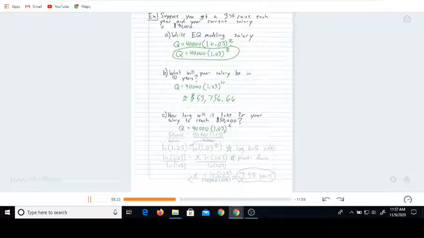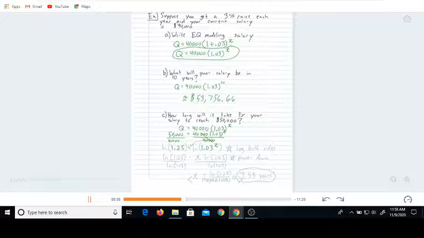This time we're not inputting a value for time, we're inputting a quantity value. So we're going to set Q to equal 50,000, and we're going to go ahead and solve this equation. Let's divide both sides by 40,000. So that's going to get us 1.25 equals 1.03 raised to the t.